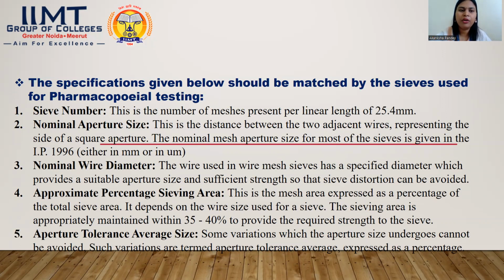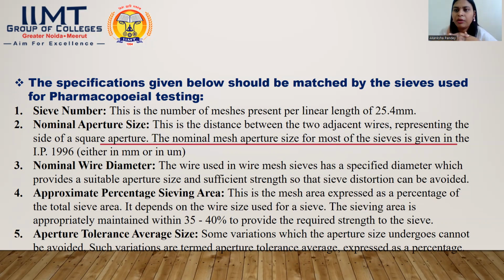Now if we talk about the nominal aperture size, if we see the mesh, it has two wires of this kind and two wires of this kind. The distance between these always represents the nominal aperture size. Nominal wire diameter: this should be a specified diameter for every mesh. Approximate percentage sieving area. Okay, this is the main thing.